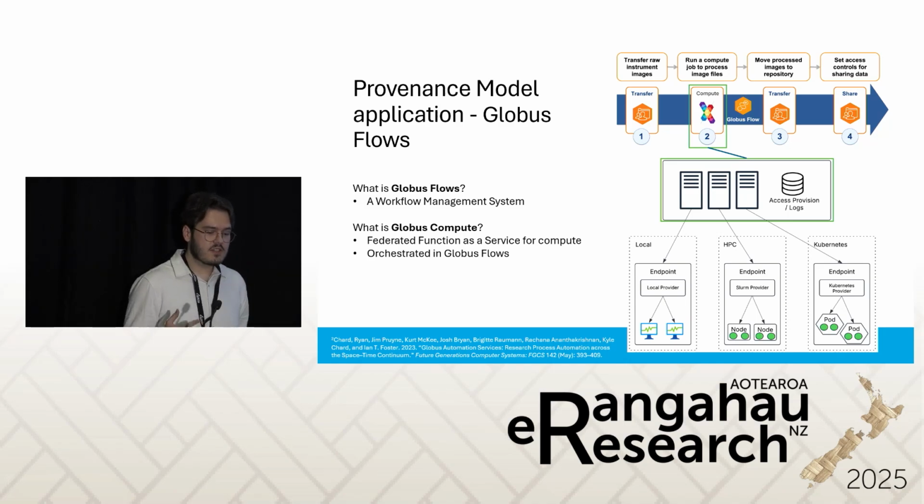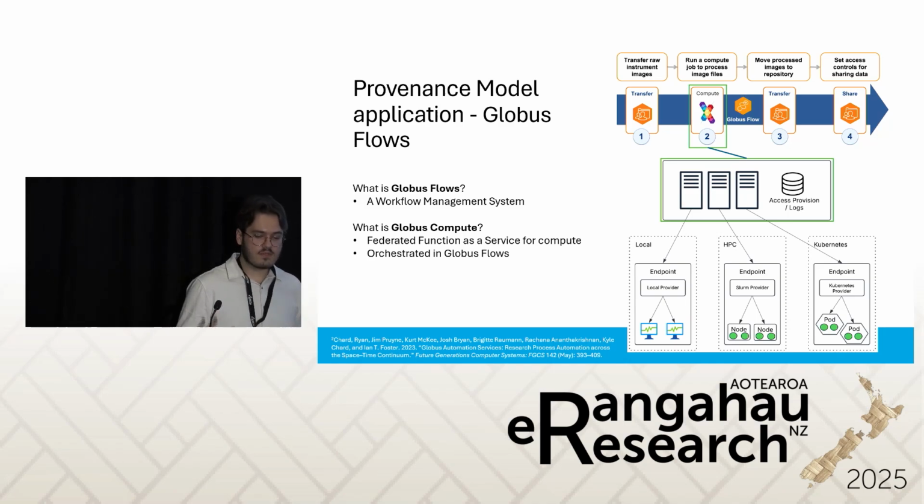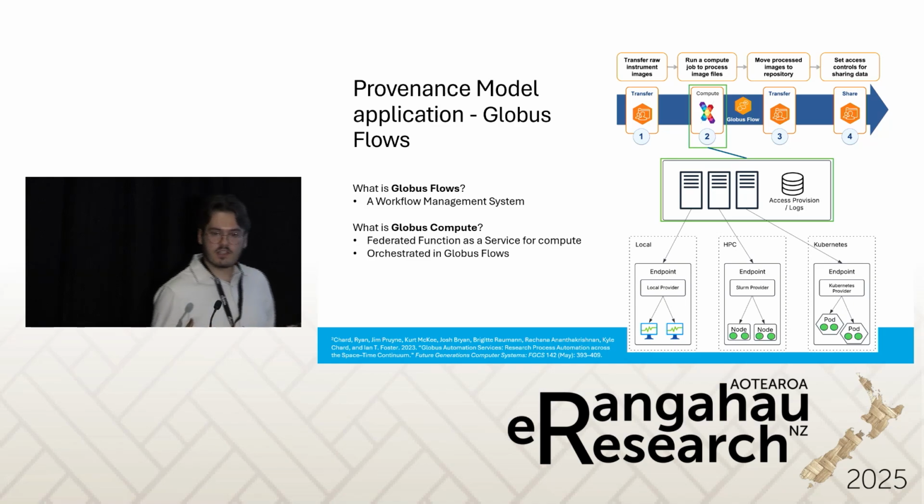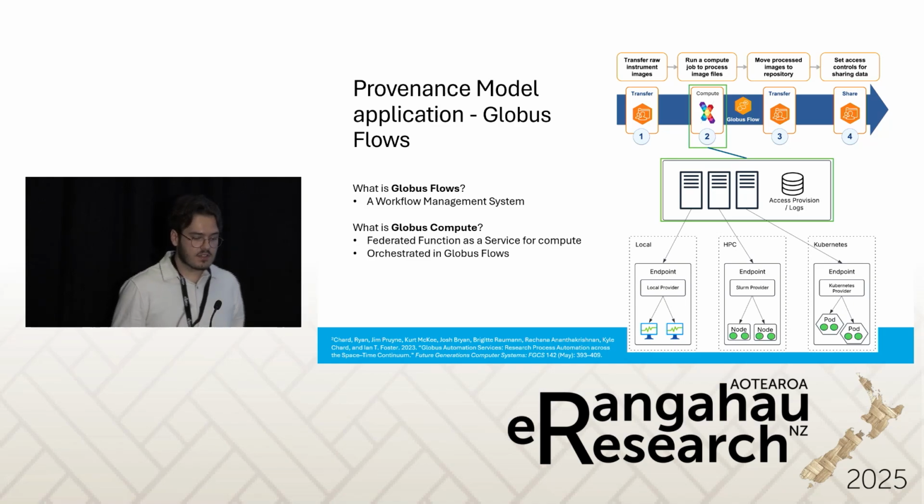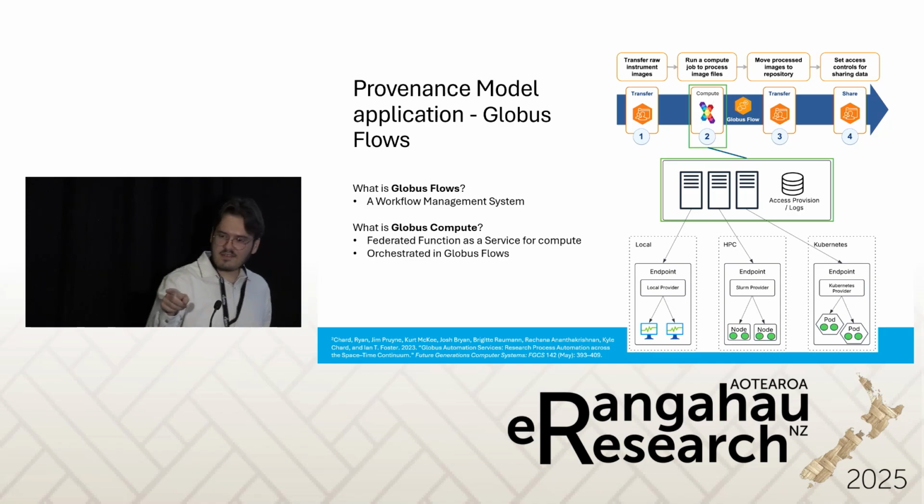Globus Compute is a function-as-a-service action that can be orchestrated within a Globus Flow. It unifies access to heterogeneous resources for users to run computations with. Combining compute with flows gives users the ability to define computational pipelines. If you want to know more about compute, Ryan Chard is giving a presentation on this tomorrow afternoon, I think.